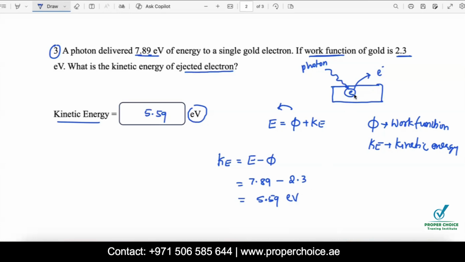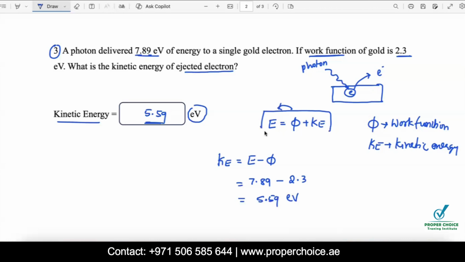So the kinetic energy is 5.59, meaning out of 7.89, 2.3 is used for the electron just to escape from the metal. The remaining energy is used to speed up its ejection. So that is what the kinetic energy is. Okay, so that's how the questions can be asked. By the way, this formula will not be given to you.